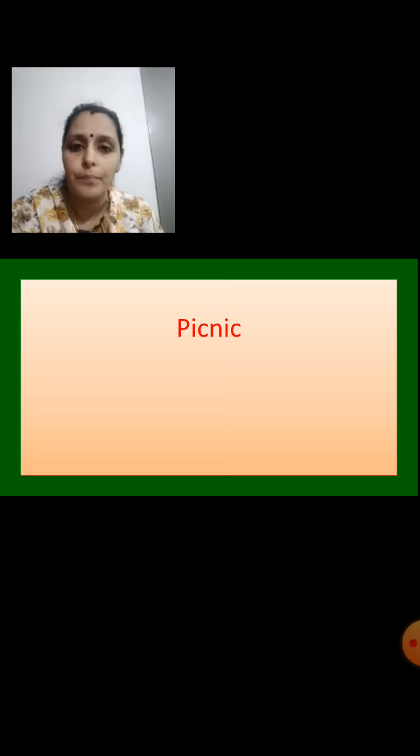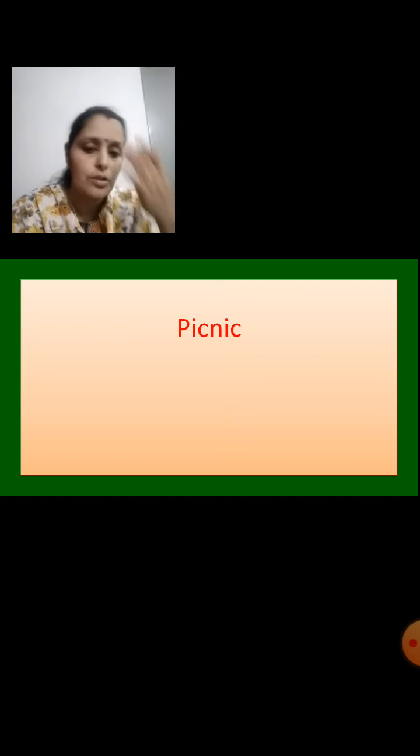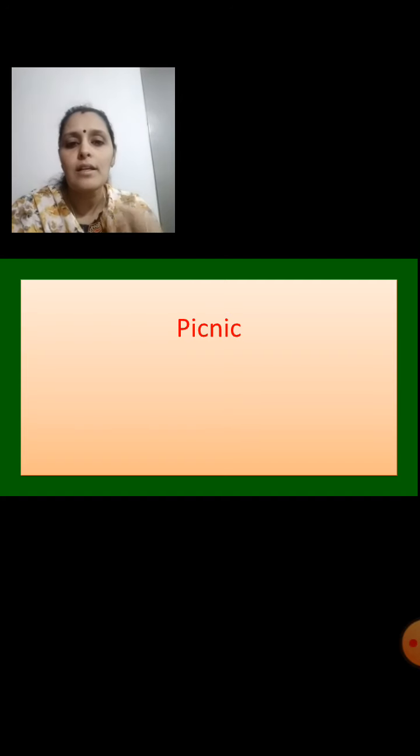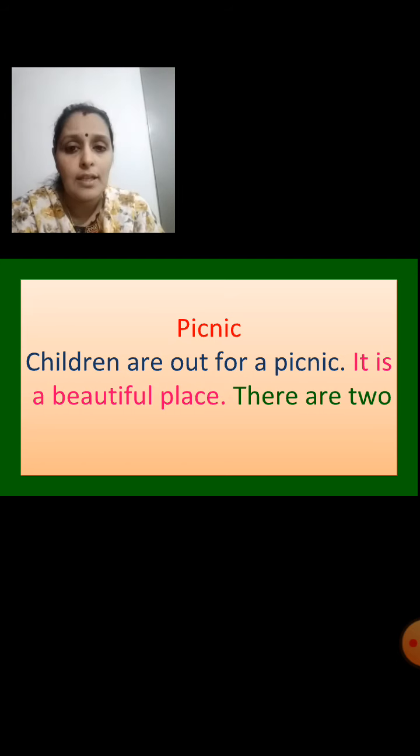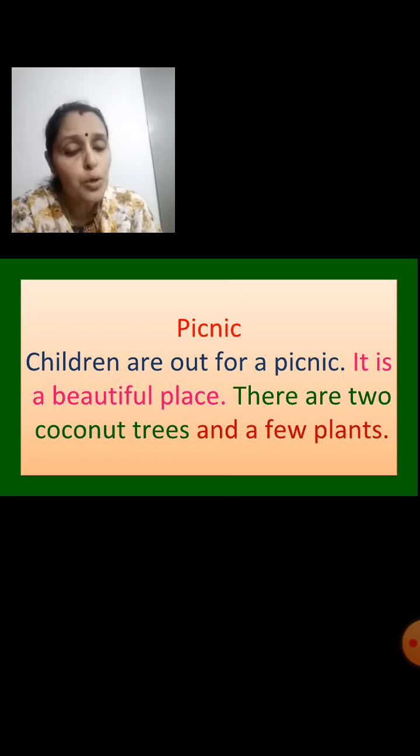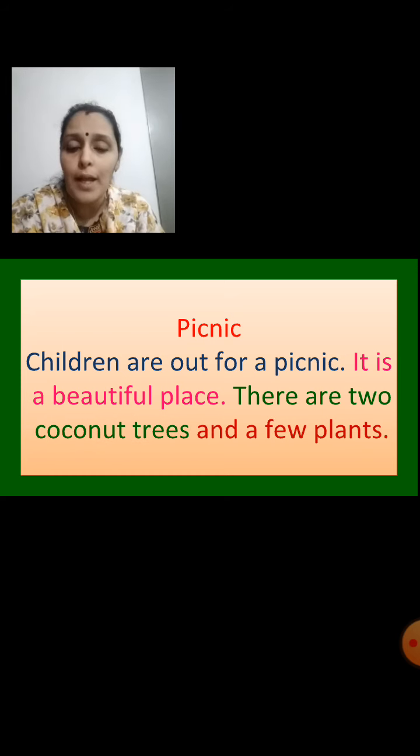So the title I have given is picnic. Now we will start framing the sentences and start writing the composition. So how will I write? First thing is children go to the picnic, right? So I'll write children are out for a picnic. It is a beautiful place. There are two coconut trees and a few plants.